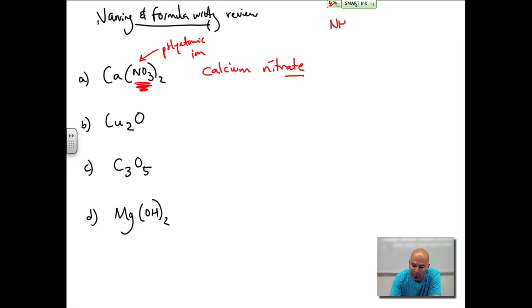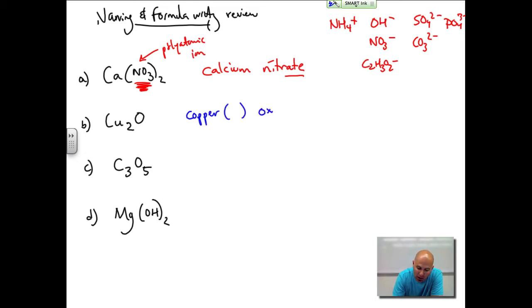And again, just as a quick review, let's see them. We have ammonium, hydroxide, nitrate, acetate, sulfate, carbonate, and phosphate. All right, so those are our polyatomic ions. Calcium nitrate's that top one.